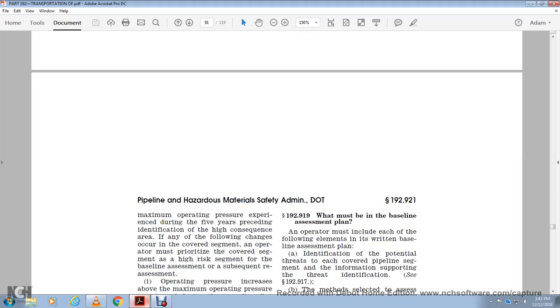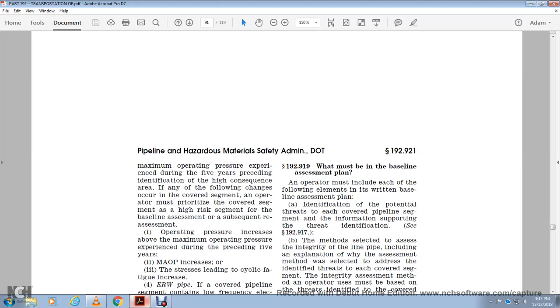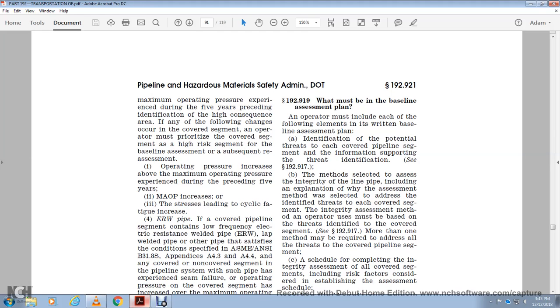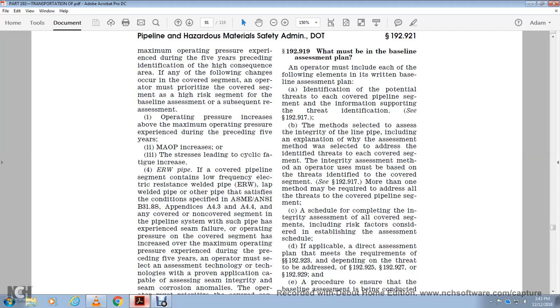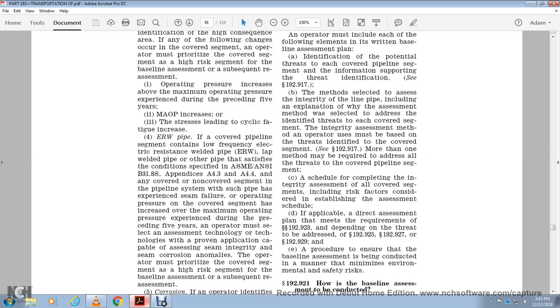Identify the high consequence area in the following scenarios that occur in a covered segment. The operator must prioritize the covered segment as a high-risk segment for the baseline assessment or subsequent reassessment if operating pressure increased above the maximum operating pressure experienced during the preceding five years, if maximum allowable operating pressure increased, causing stress leading to cyclic fatigue, or if the covered pipeline segment contains low frequency electric resistance welded pipe, lap welded pipe, or other pipe that satisfies the conditions specified in ASME B31.8S Appendix A-4.3 and A-4.4, and the covered or non-covered segment of the pipeline experienced seam failure, or operating pressure on the covered segment increased over the maximum operating pressure experienced during the preceding five years.